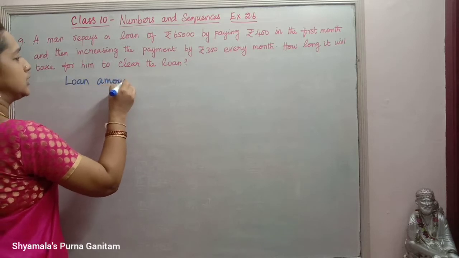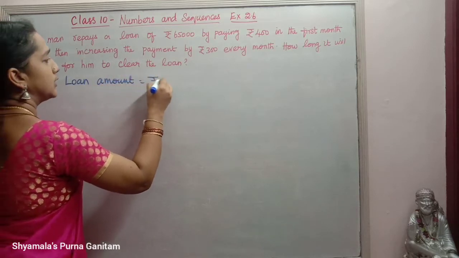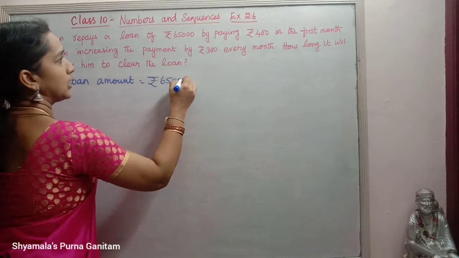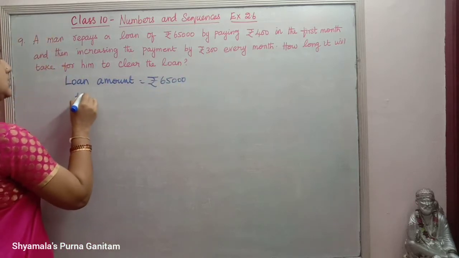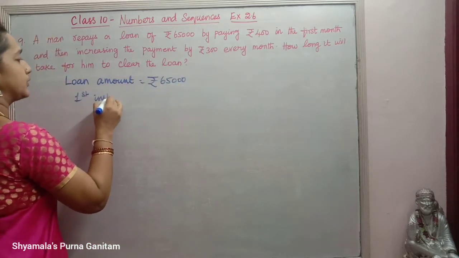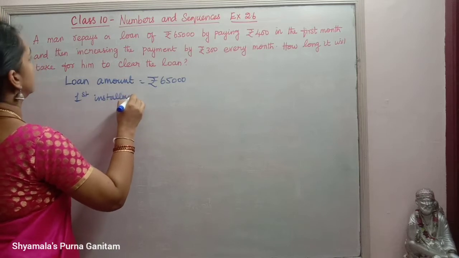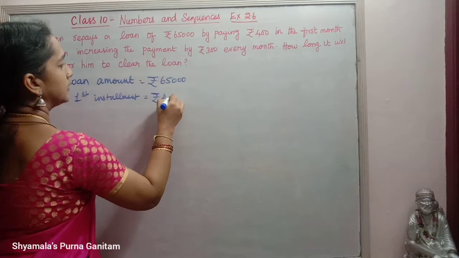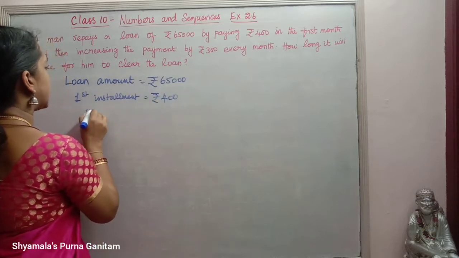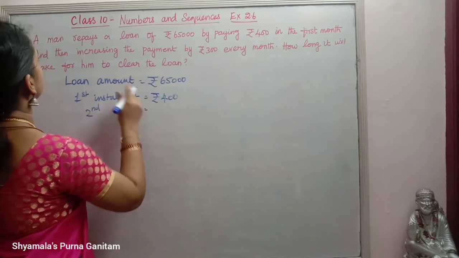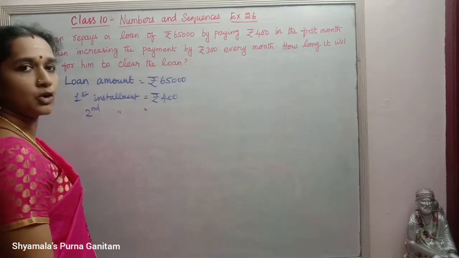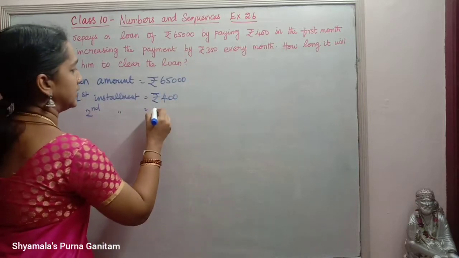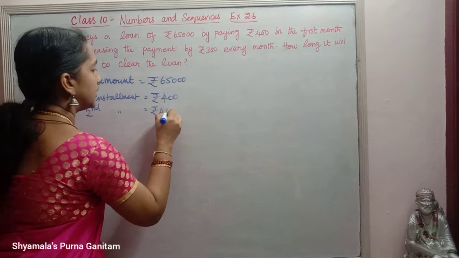So here the loan amount is equal to rupees 65,000. First installment is equal to rupees 400. Second installment is found by increasing the payment by rupees 300 every month. So 400 plus 300.